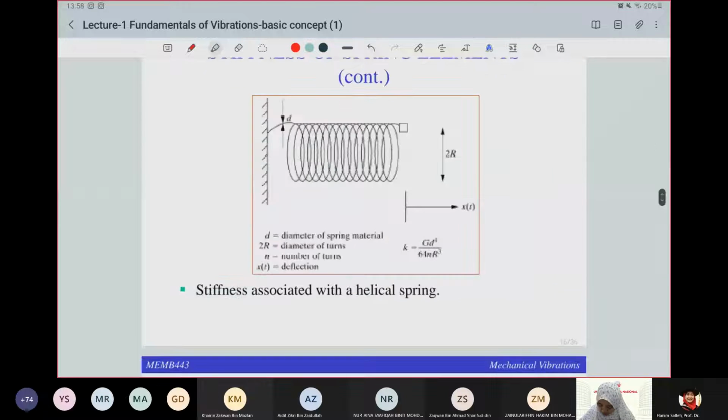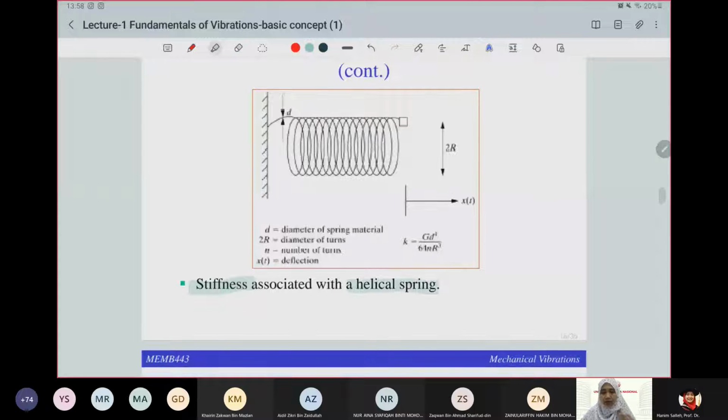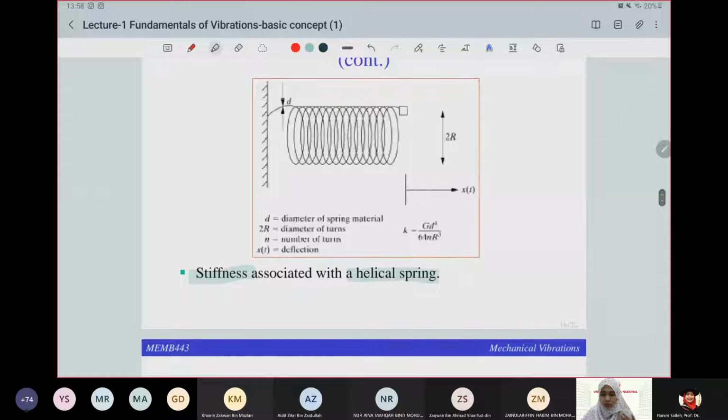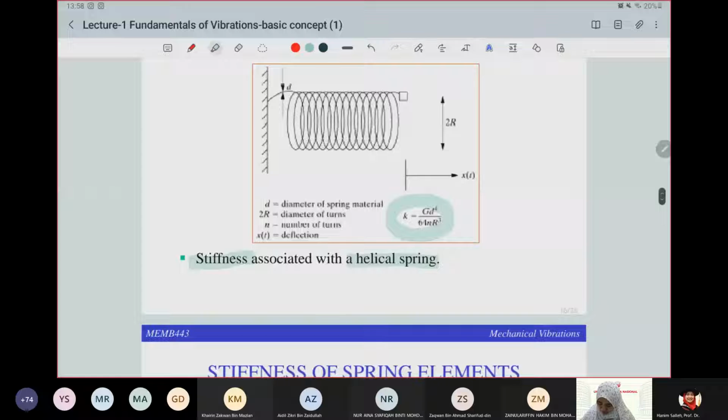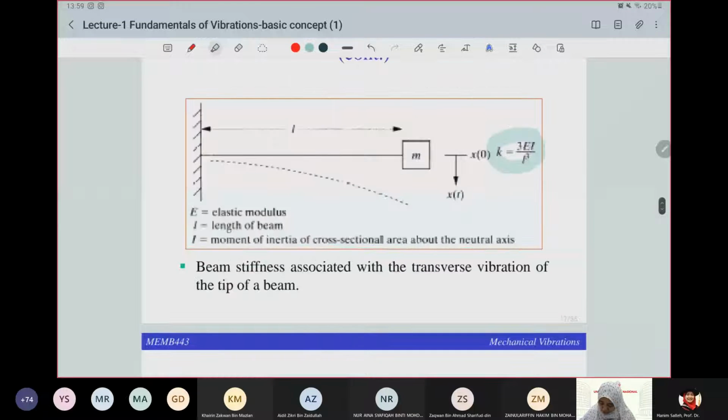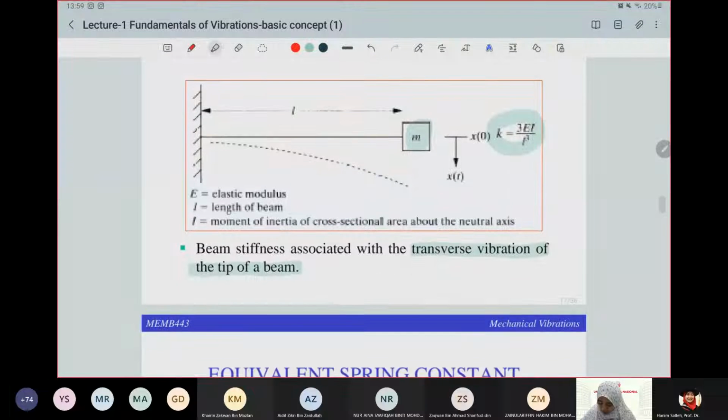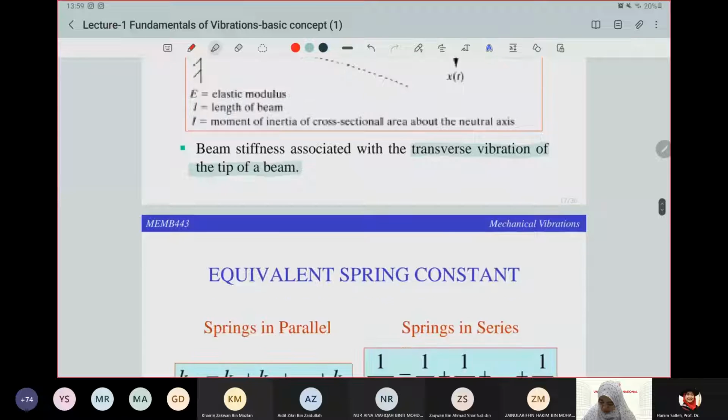This is another example, stiffness associated with a helical spring. Spring-like structures would have different equations. This is also quite common when you have a cantilever, what we call the transverse vibration of the tip of a beam when you have a mass. You can calculate the equivalent stiffness as 3EI over L cubed. So these are the different types of stiffness.